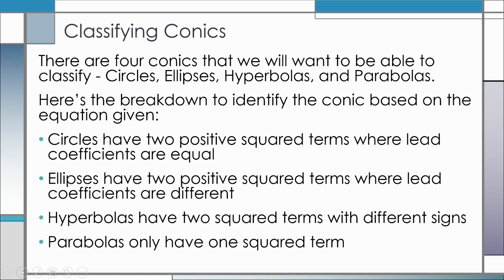That's what indicates that we have a hyperbola. And then parabolas, we actually only have one squared term. So when you start looking and you only count one of them as a squared, automatically it has to be a parabola.